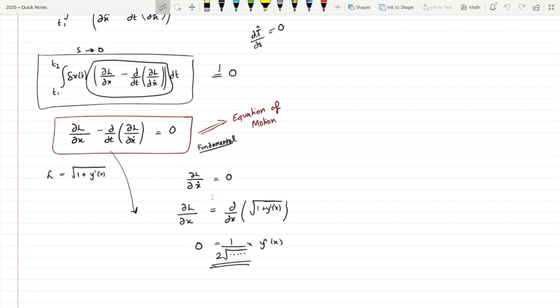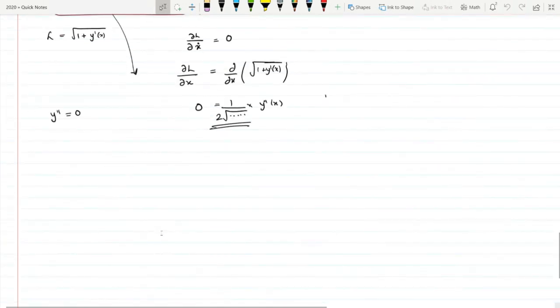So I've found that I've got some numerator, which looks like this, divided by some denominator, which looks like 2 over square root blah, blah, blah, equals 0. And the only condition in which this can equal 0 is when my numerator equals 0. So from this, the condition that we get is that my distance between 2 points is minimized when y double prime is 0. And this actually is a pretty good result, because if I integrate this once, right?